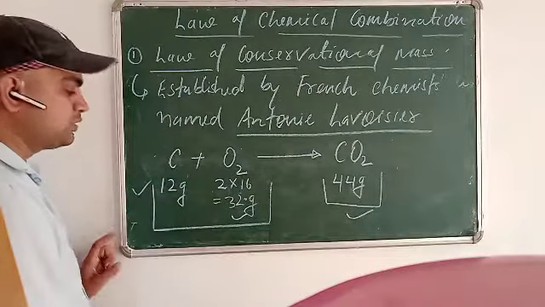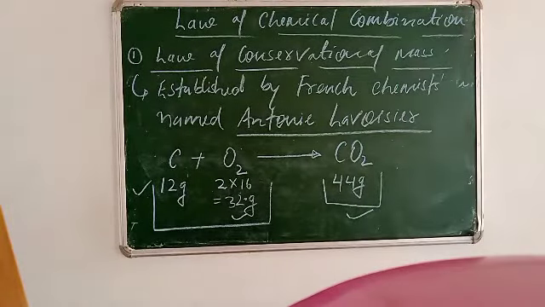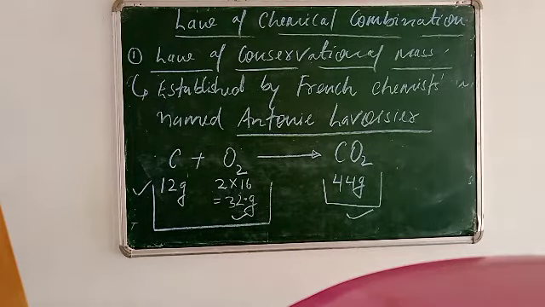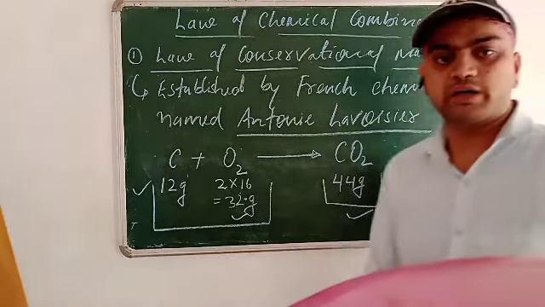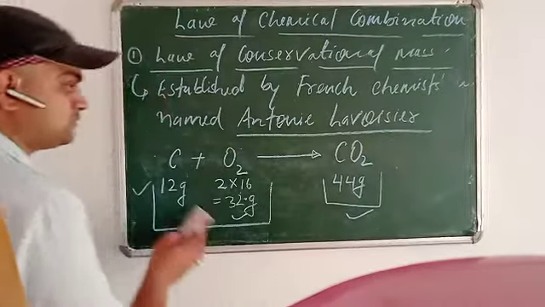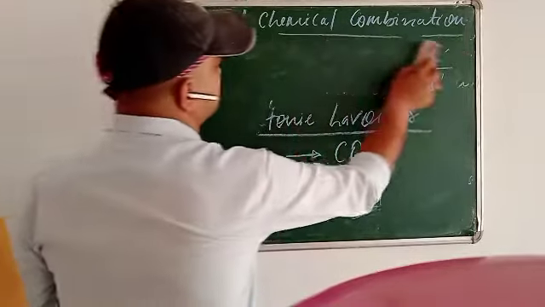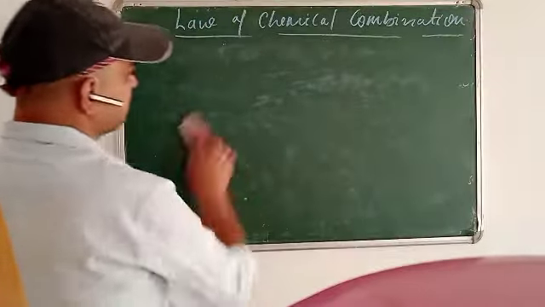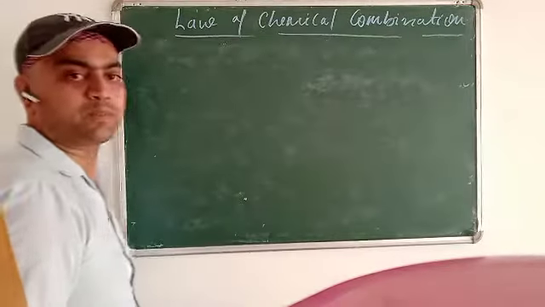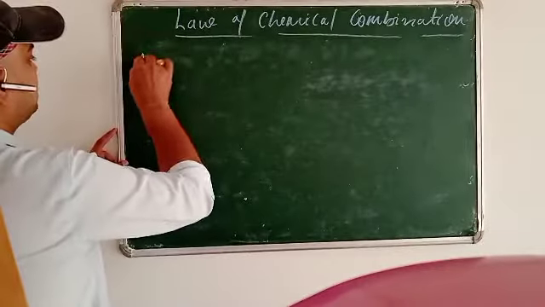So in this way, Antoine Lavoisier suggested that in many chemical reactions, the mass remains the same, that means the mass of reactants is equal to the mass of products. Now there is another activity given to show that the mass of reactant and product become equal to each other.